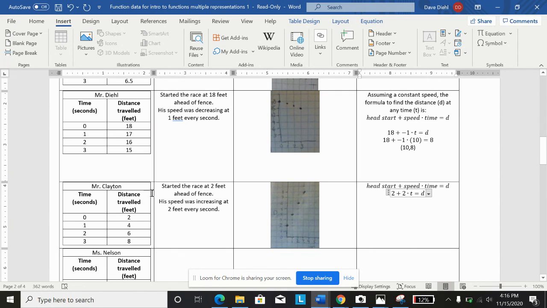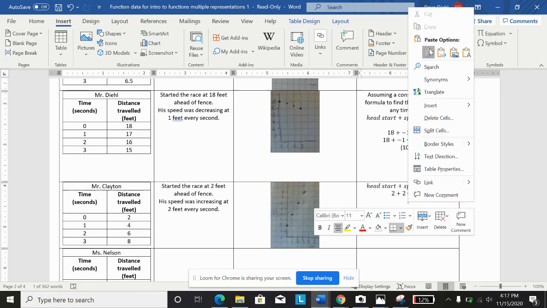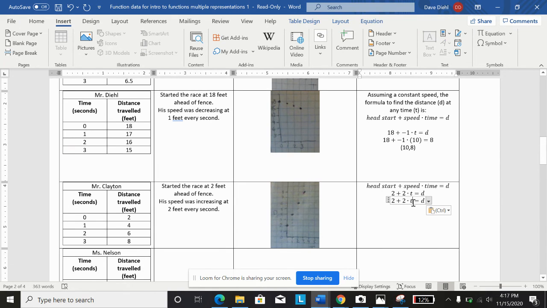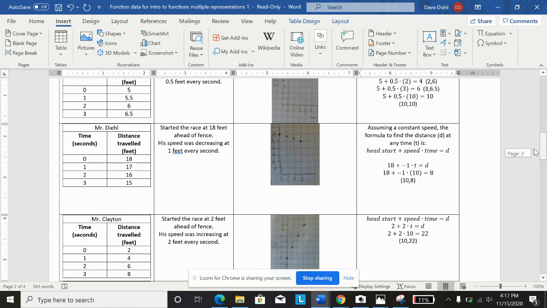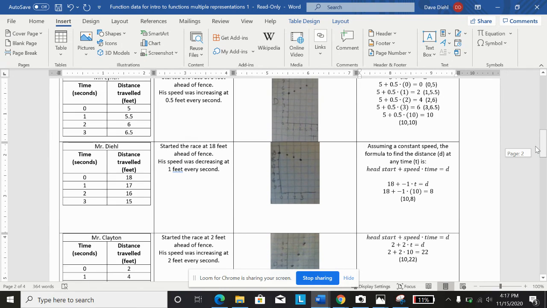So if I want to know how far Mr. Clayton is after 10 seconds, I can simply take his equation, but this time I'm going to plug in 10, because that's what I want to know. So I know that means he gained 2 feet 10 times, that's 20. But he had that 2-foot head start, which means he must be at 22. So after 10 seconds, Mr. Clayton's at 22 feet past the fence, which means he's ahead of both Mr. Lynch and me. So now we can start determining who's going to win this race if we can understand this formula.